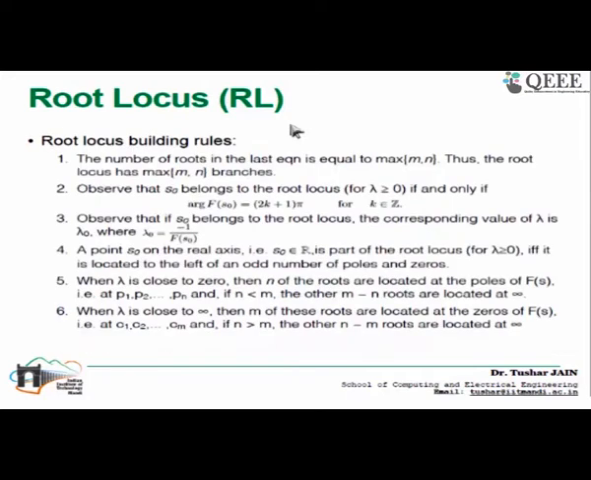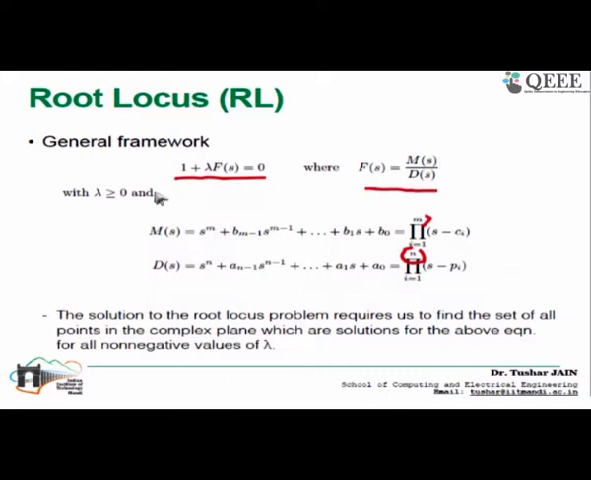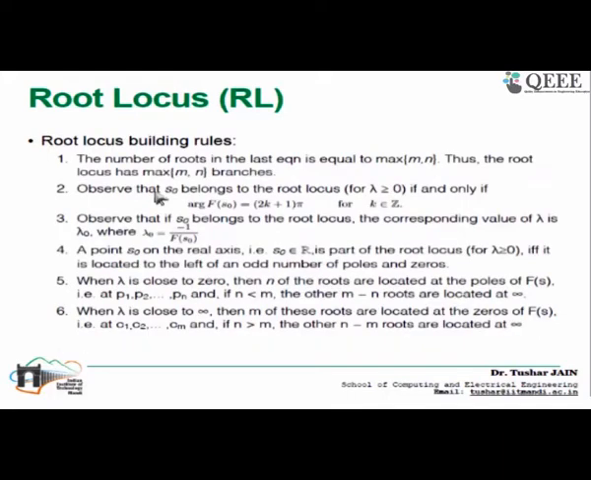So there are some building rules for the root locus. We will see them one by one, and also see how we use these points to plot the root locus. So the number of roots in the last equation, 1 plus lambda f of s equal to 0, is equal to the maximum of m comma n. Here m is the degree of the numerator polynomial and n is the degree of the denominator polynomial. Thus the root locus has a maximum of m comma n branches. Okay, the first point.